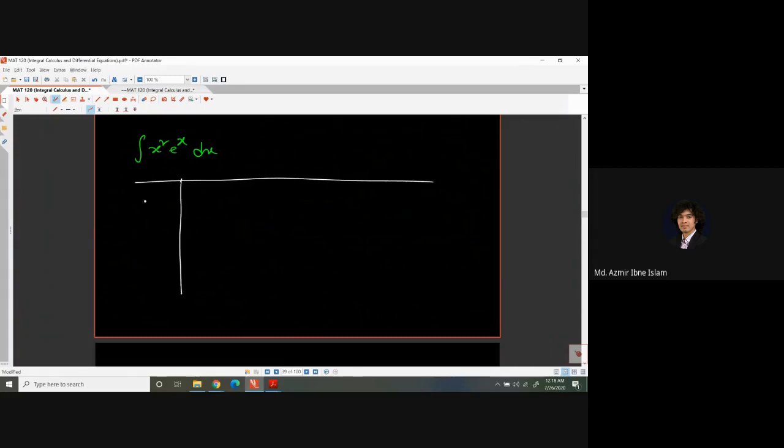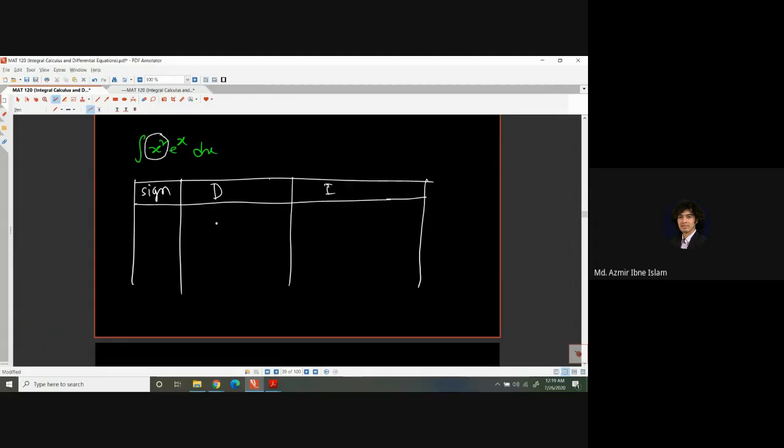So what we can do, we can make these columns. First column is for sign, second column is for differentiation. Instead of the word differentiation, I am writing d, and the last column is for integration. In short, I am writing I.